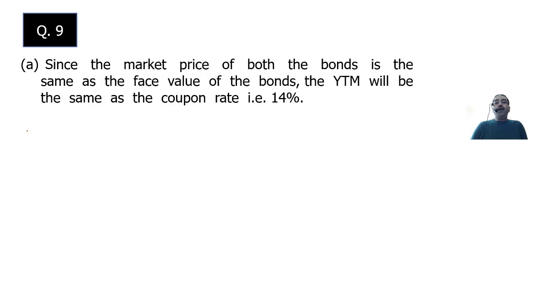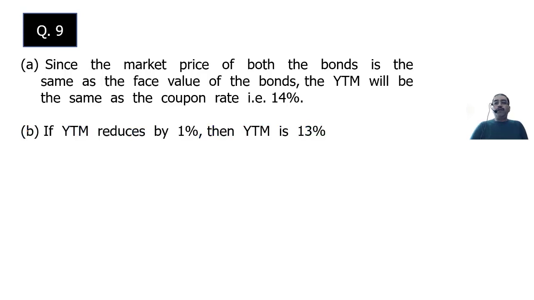Then, if YTM reduces by 1%, then YTM becomes 13%. Coupon rate, it will remain 14% only. Interest will be 14% only. Value of the interest will not change. So let us see what is going to be the value of the bond.